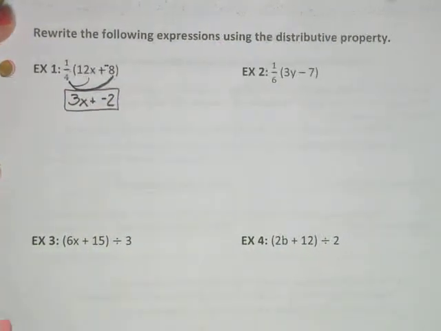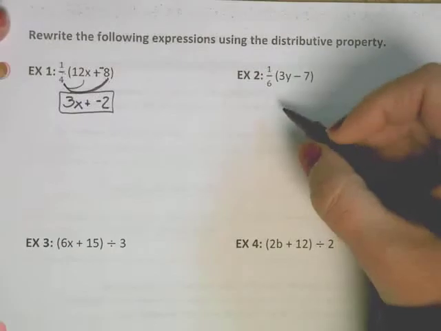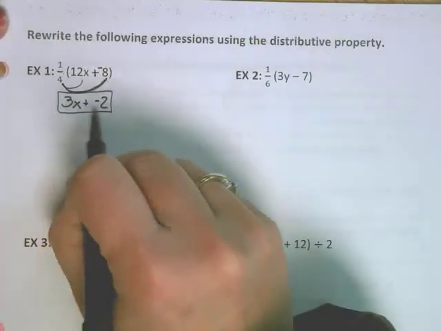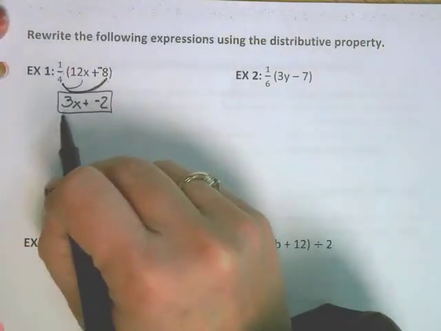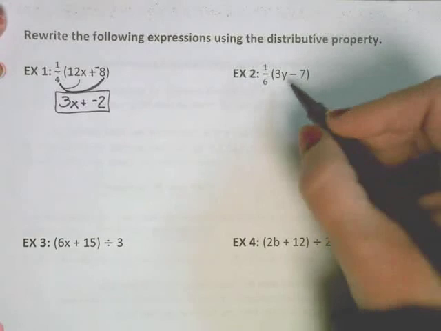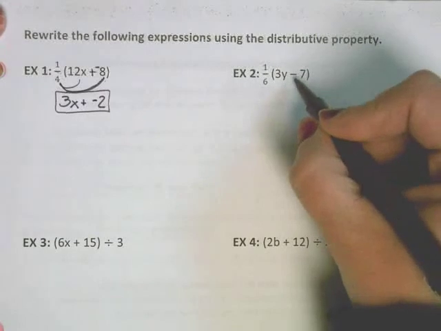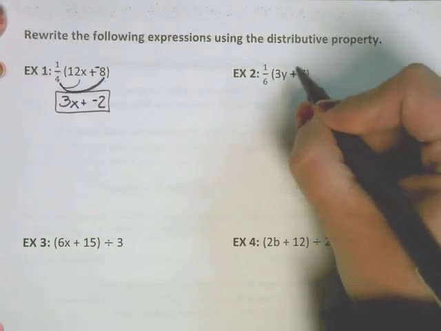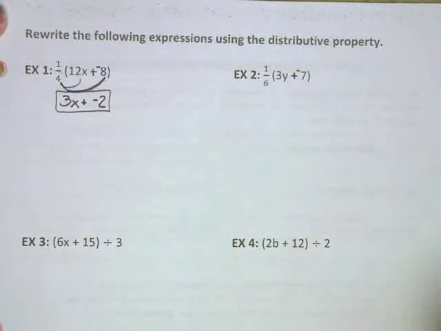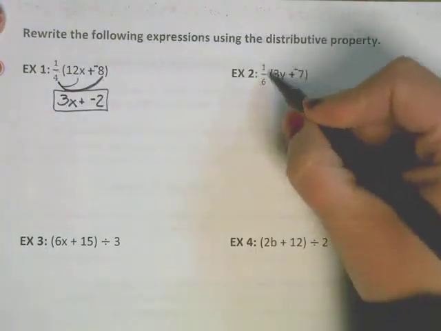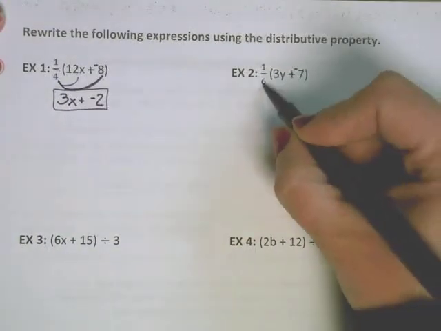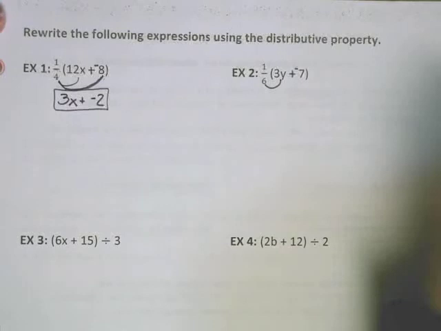So let's try another one where the numbers might not be quite as nice to give us all whole numbers in here, because we don't have to have whole numbers. So example 2, the first thing I'm going to do is change the subtraction to adding the opposite. Okay. And we've got a 1/6 on the outside this time. So that just means it's going to be 1/6 times this 3y and 1/6 times the -7.